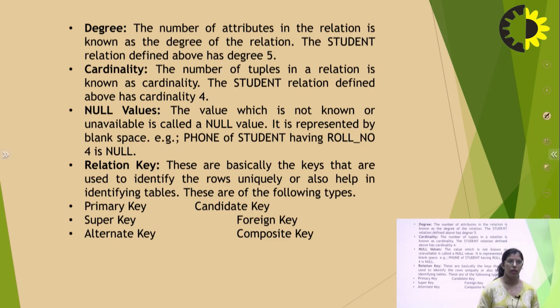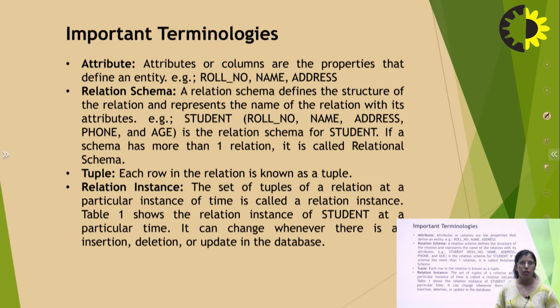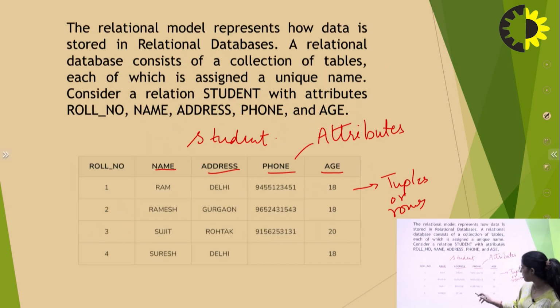Next one is null value. The value which is not known or unavailable is called a null value. It is represented by a blank space. For example, in this case, this phone number doesn't exist in this database, so it has a null value associated with it.